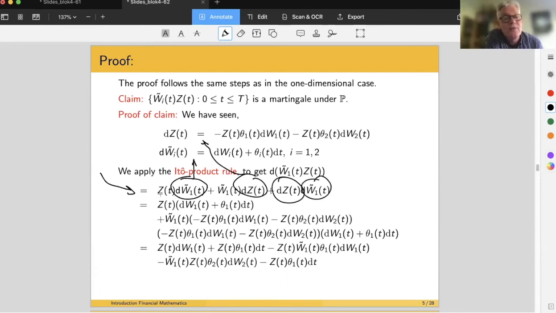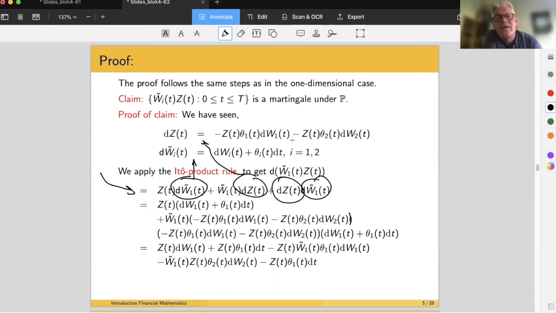So let's do that. We just copy Z_t, that's equal to Z_t times (dW_1t plus theta_1t dt), plus, and then we get the second term, W tilde_1t, and then we substitute dZ_t, and that is minus Z_t theta_1t dW_1t minus Z_t theta_2t dW_2t. And we close the bracket.